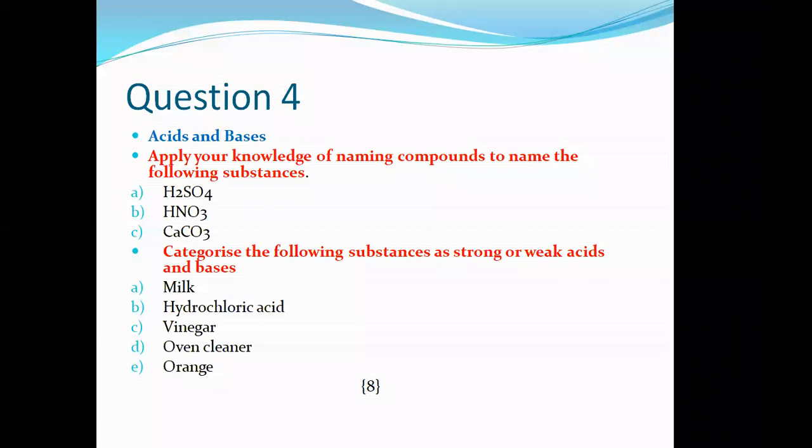Your milk, is milk a weak base or a strong base? Is milk a strong acid or a weak acid? You're going to write that. You cannot write strong or weak alone, you just write one. If milk is a strong acid, you write strong acid. If milk is a weak acid, you write weak acid. That's what you're going to write.